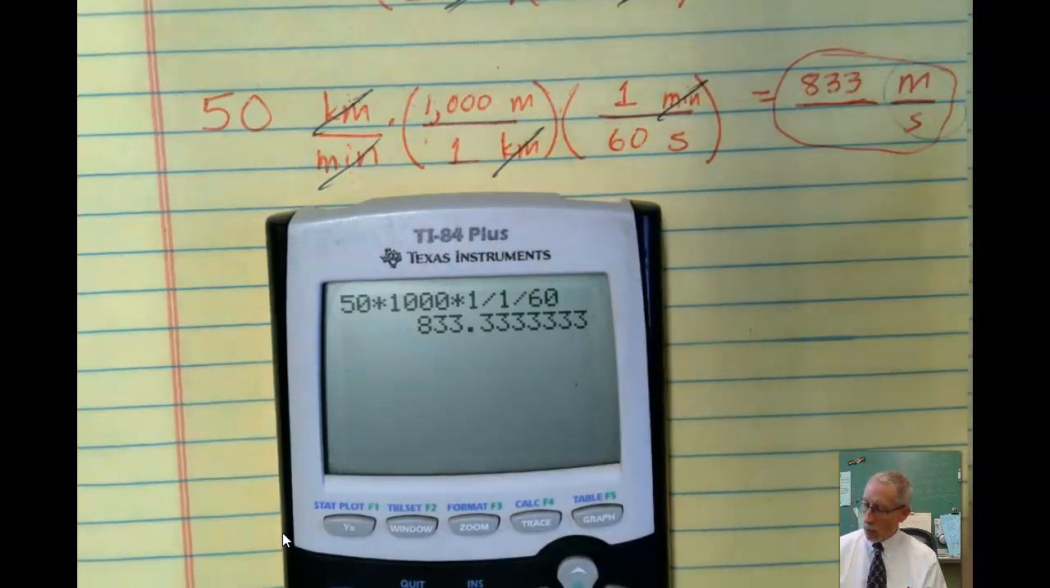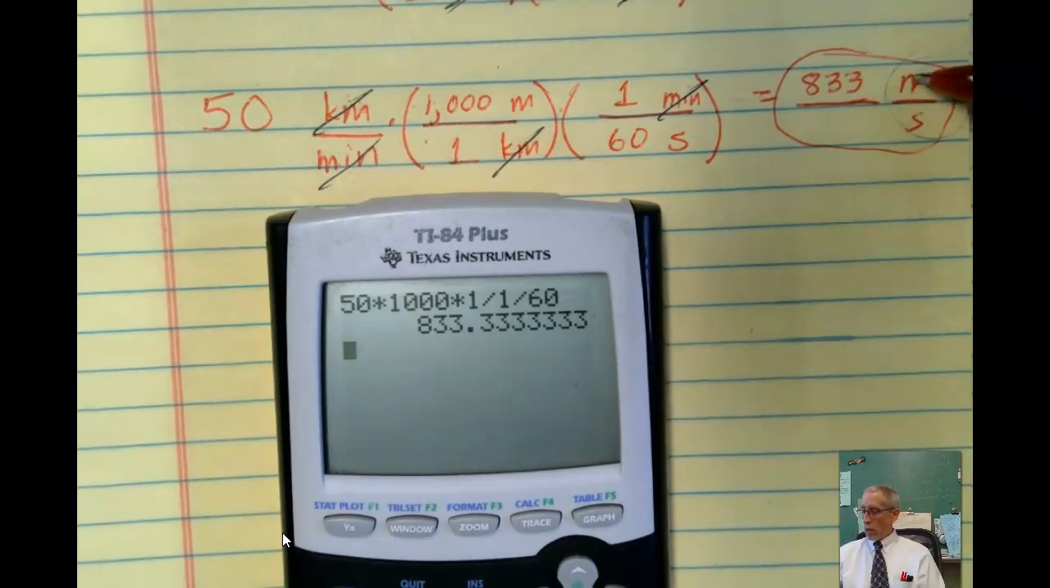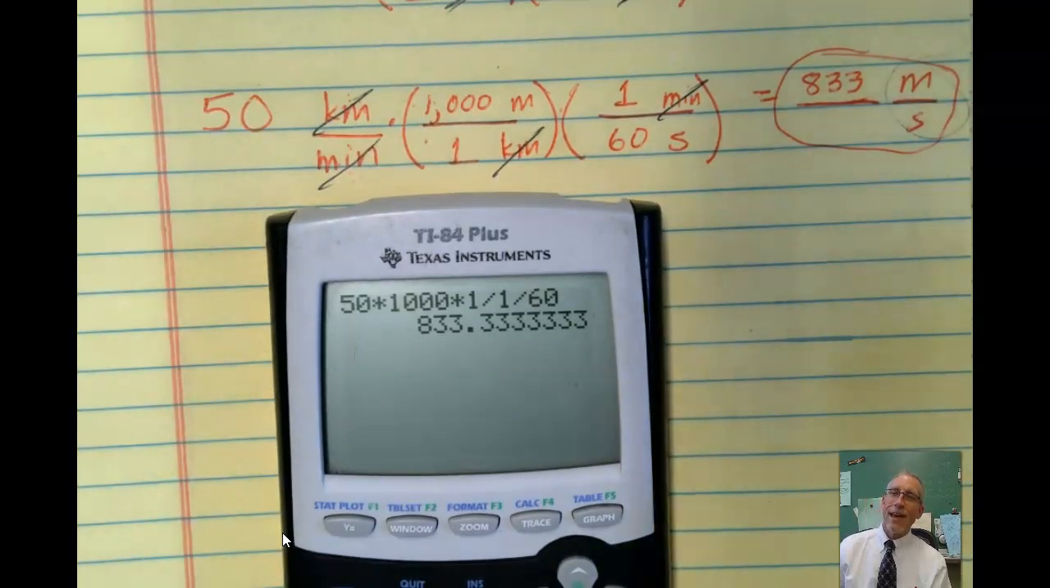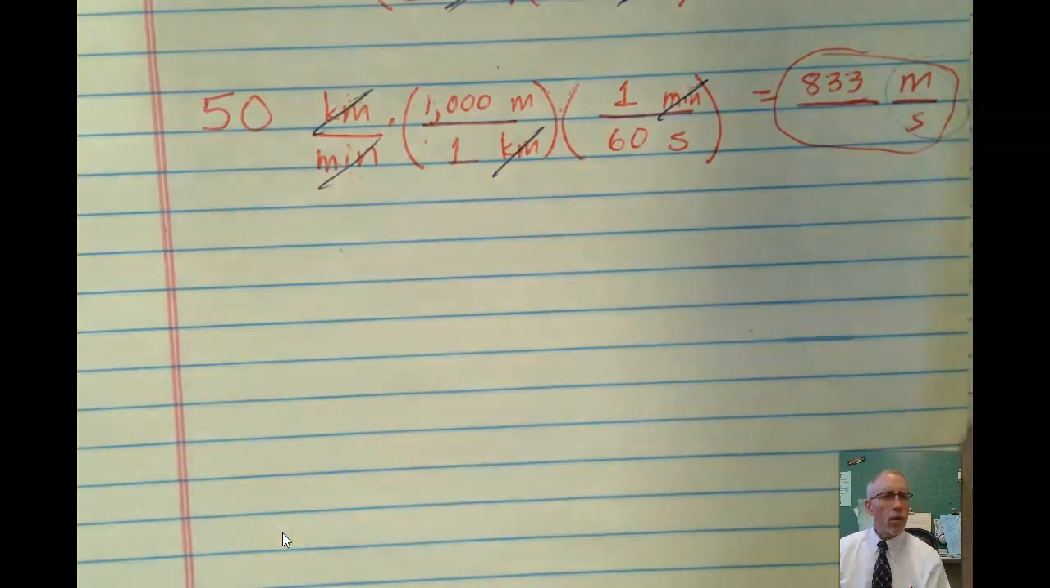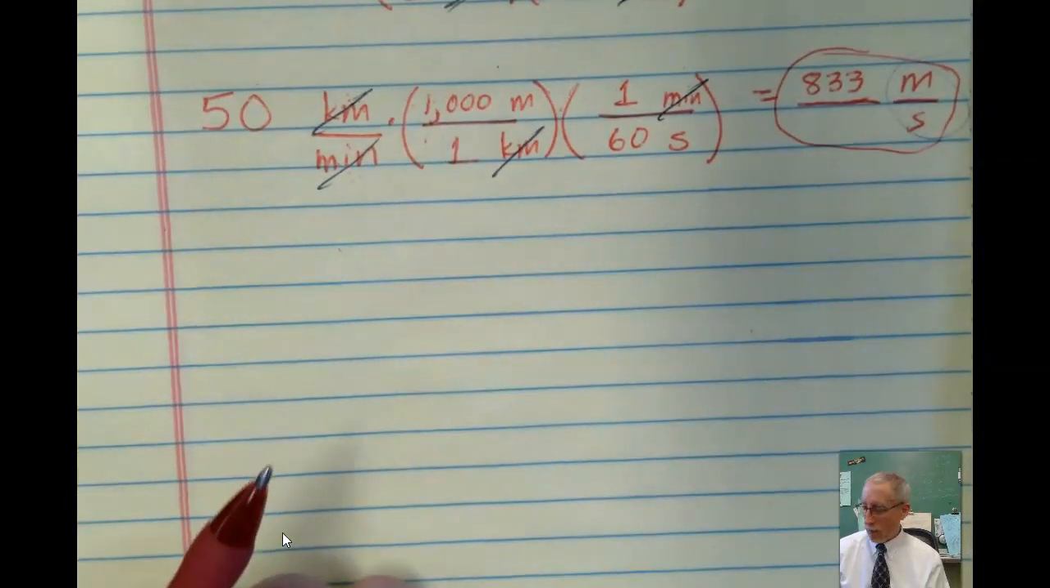And that's the equivalent speed in meters per second to 50 kilometers per hour. So I told you, that's pretty fast, 833 meters per second. Typical car might go 20, 25.